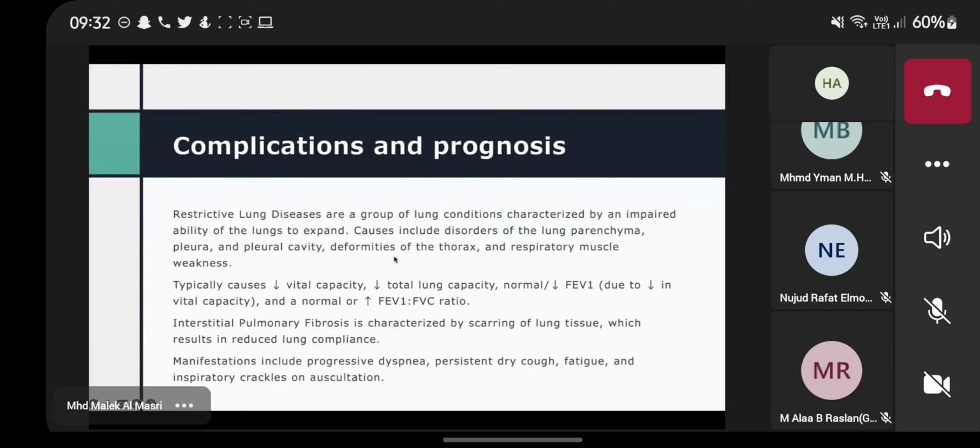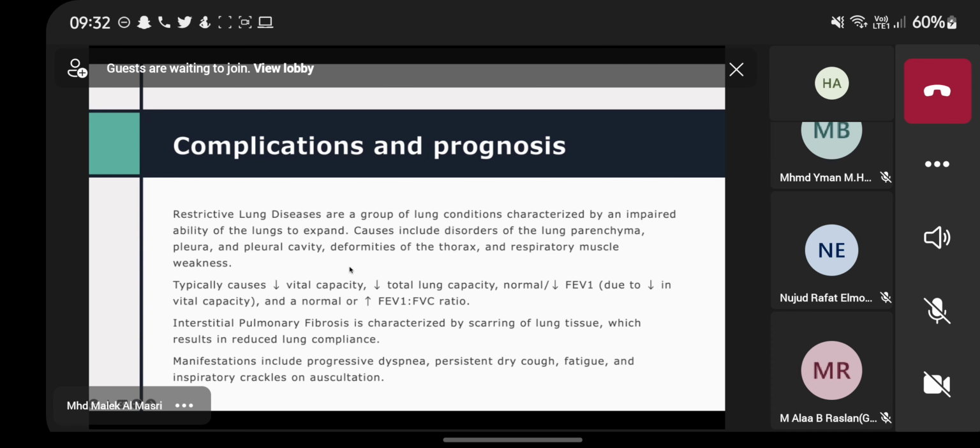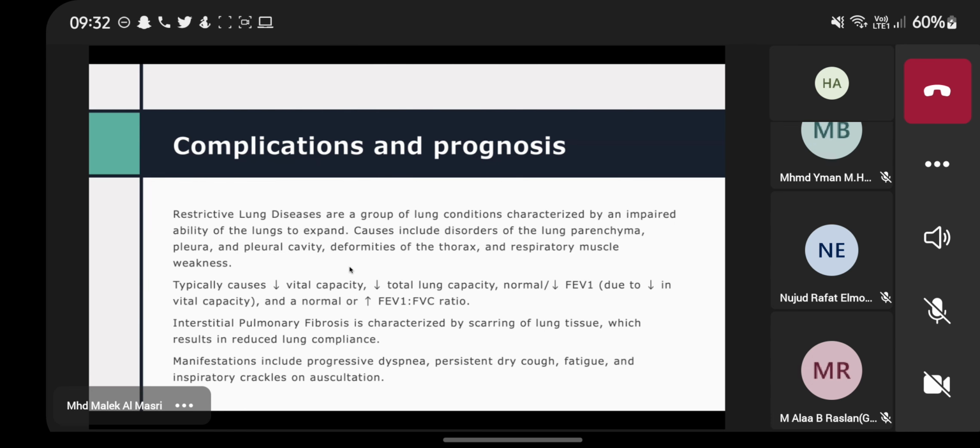A quick overview of restrictive lung diseases and interstitial pulmonary fibrosis. Restrictive lung diseases are characterized by an impaired ability of the lung to expand, usually disorders of the lung parenchyma, the pleura, and the pleural cavity, or deformities of the chest, and weaknesses in the respiratory muscles cause restrictive lung diseases.